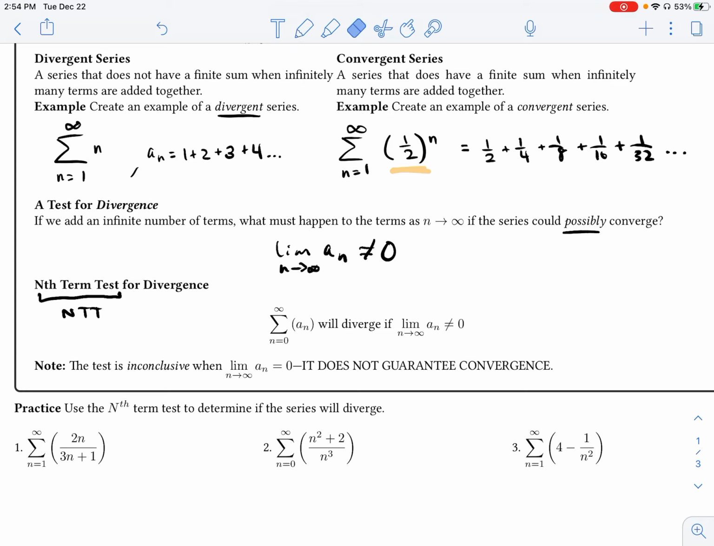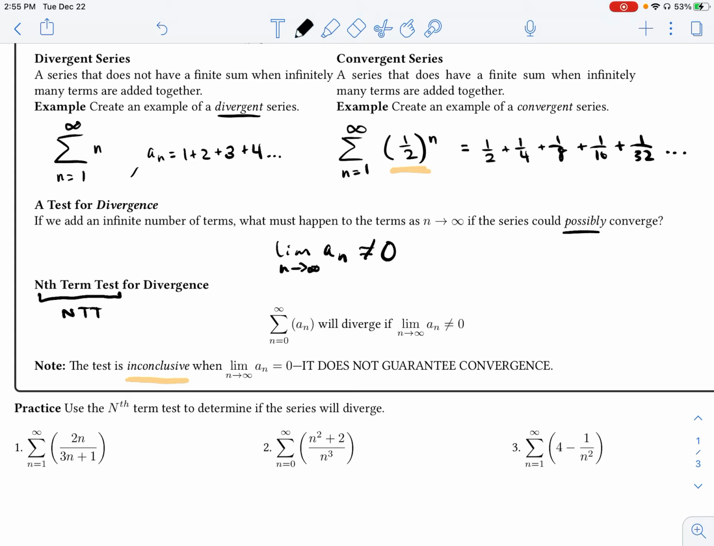Now, this is where we have to be incredibly careful, because students, or not just students, anyone might look at this test and then assume that the converse has to be true. But the converse is not true. The test is inconclusive when the limit of a sub n is equal to 0. So just because the limit of a sub n is equal to 0 does not mean that your series converges. It is simply inconclusive, and I cannot emphasize that enough.